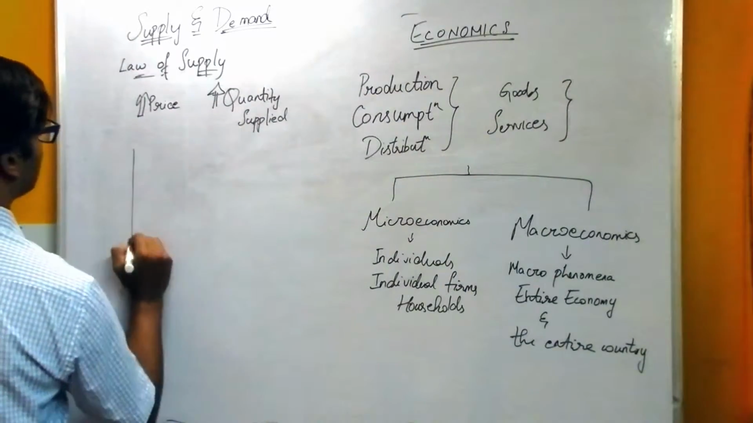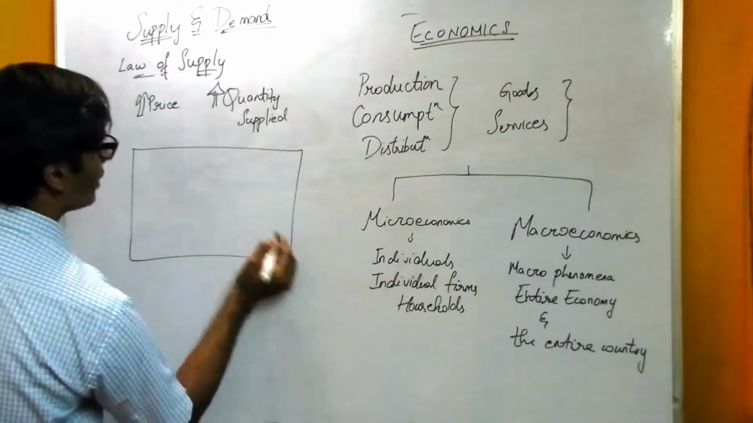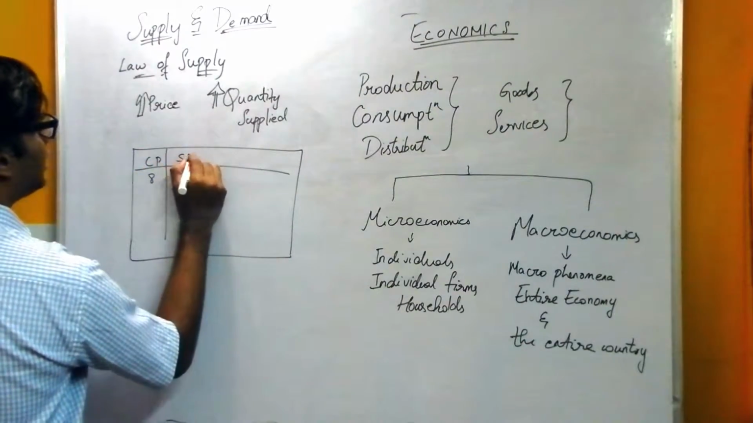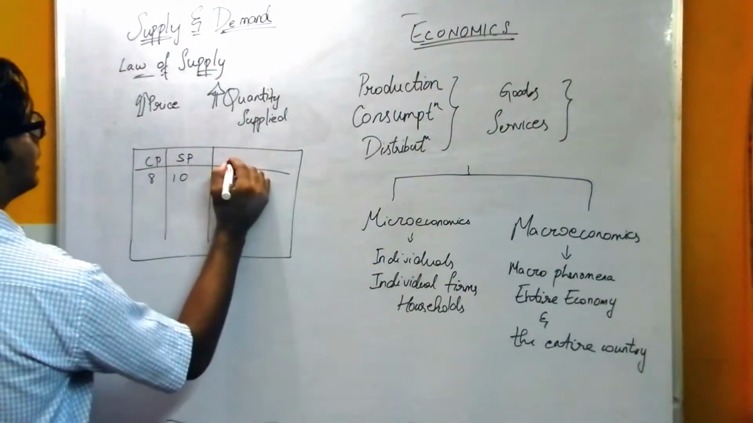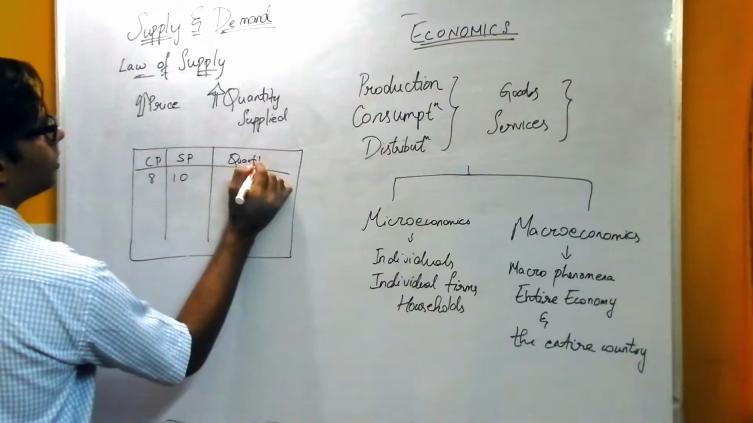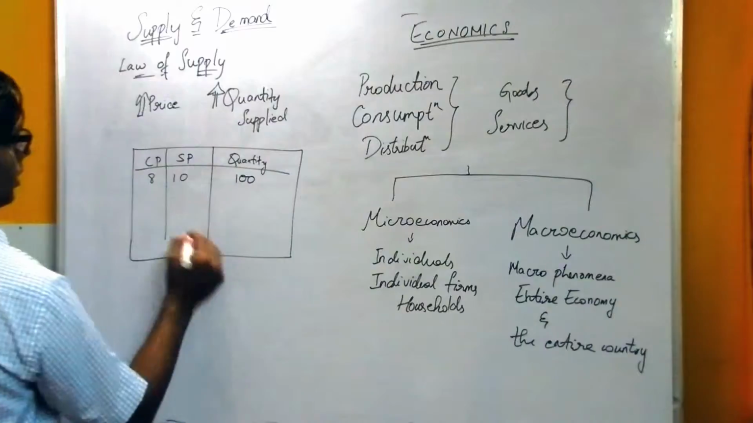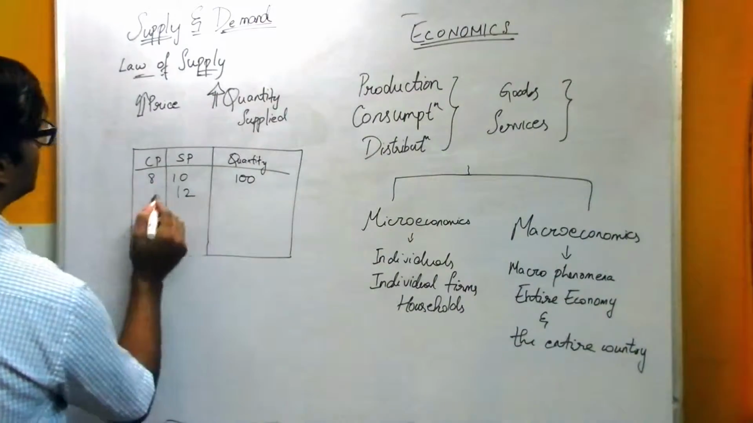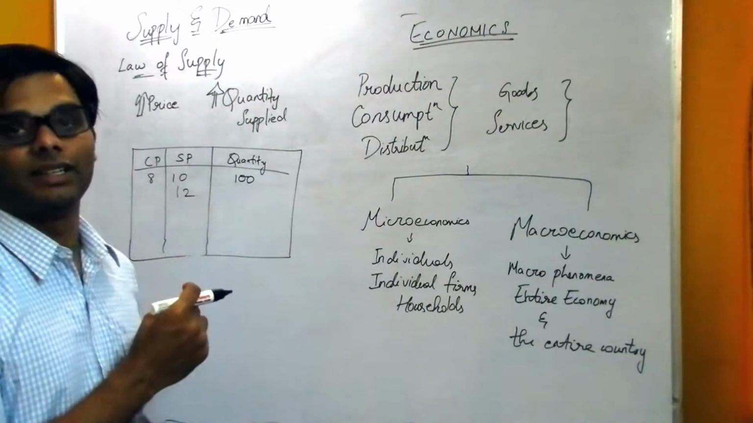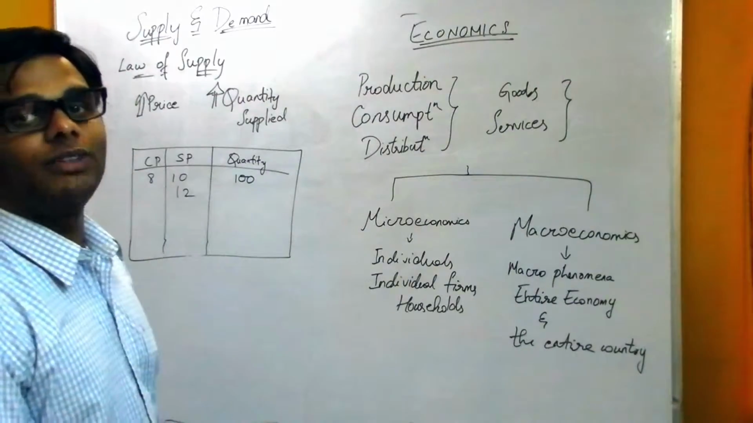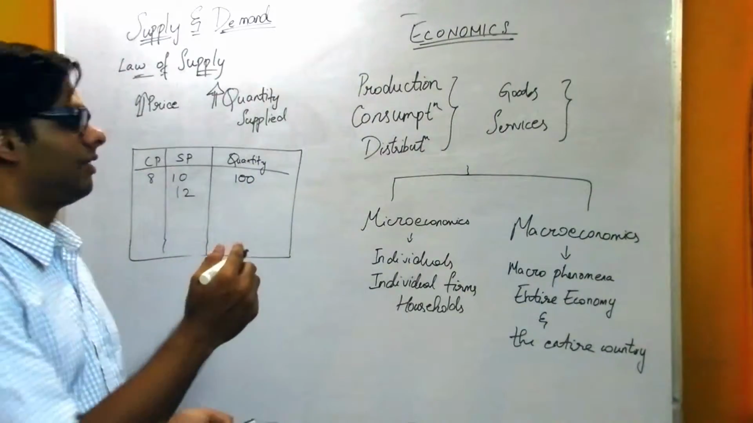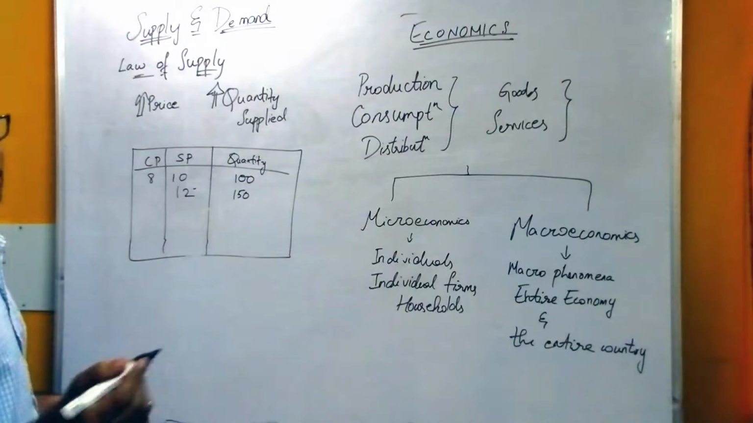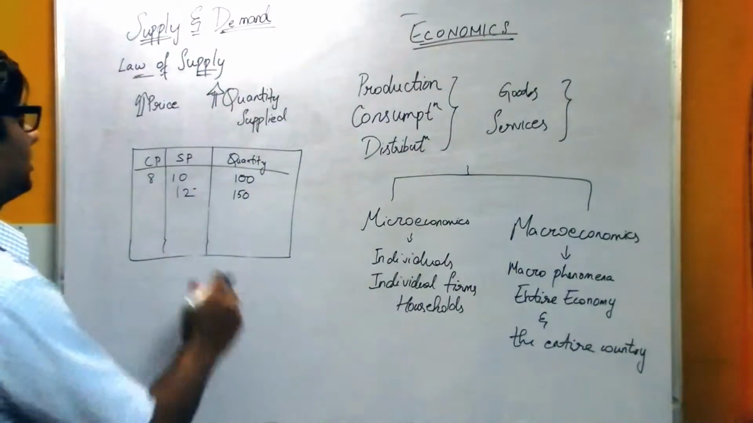For example, let us say that there is a manufacturer of chocolates. So let us say his cost price is 8 rupees and he is selling it now at 10 rupees. And at this price he is ready to supply a quantity of 100 chocolates. So if now the price increases to 12 rupees, we will see that his margin has increased, or his profit has increased, or his spread has increased. So he would obviously like to produce more. So at this stage, when the price is 12 rupees, he would like to manufacture, say, 150 chocolates. So he would like to increase the supply as the price has gone up.